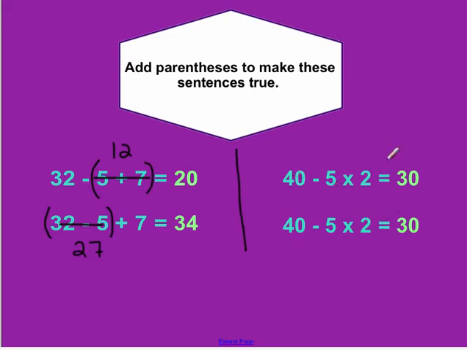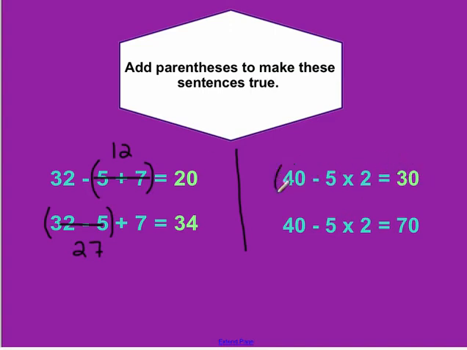40 minus 5 times 2. But this time we have the same answer, which I don't know how that happened. So I'm just going to make a really quick switch here. Okay, go for it. Tricky problem for you. Okay. So we need to find out how this got to 30.